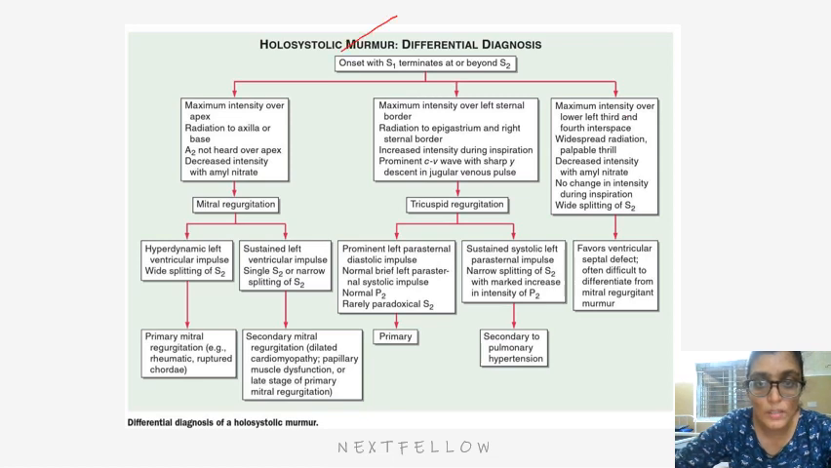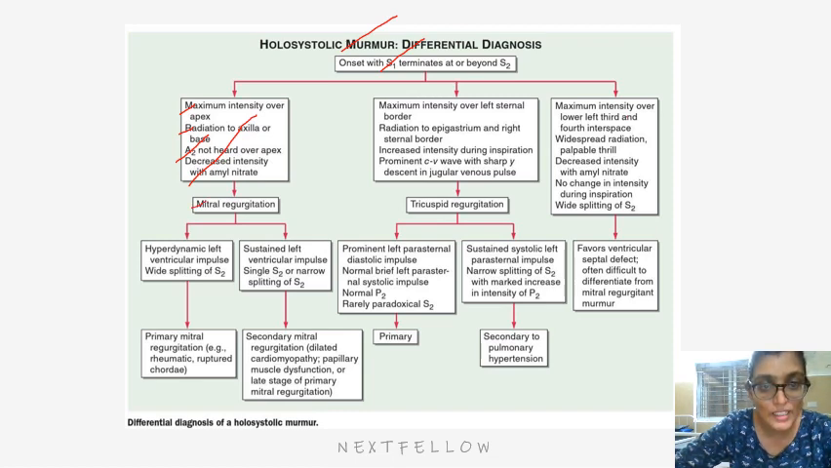So coming to holosystolic murmur differential diagnosis, onset of S1 terminates at or beyond S2. So systolic murmur is between S1 and S2. So holosystolic means it is present throughout the systole. So it starts with onset of S1 and terminates at or is beyond S2. Now, when you have a holosystolic murmur, if the maximum intensity is over apex, radiation to the axilla or the base, A2 not heard over apex, and decreased intensity with nitrates, if all these features are there, these are features of mitral regurgitation.